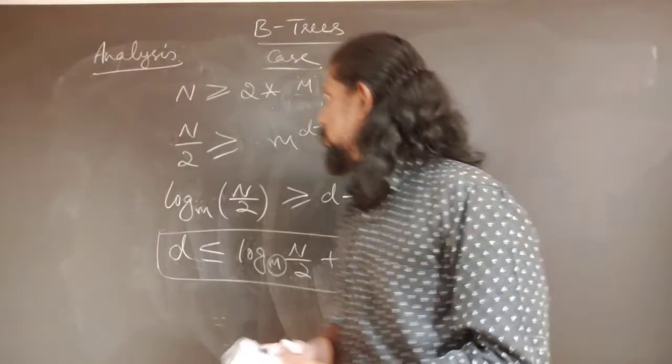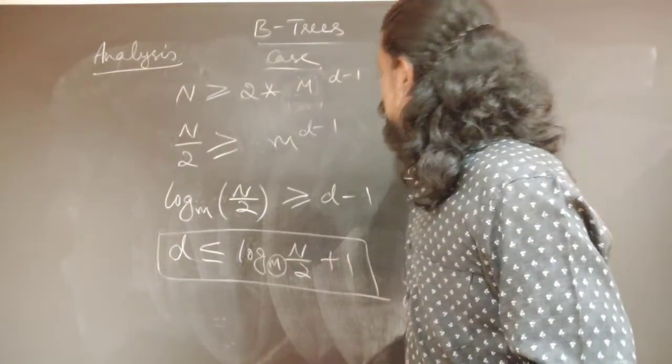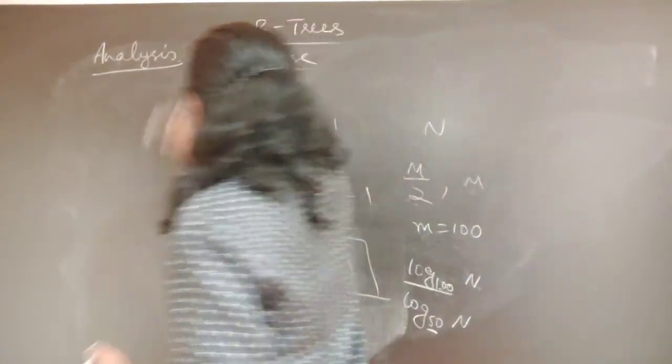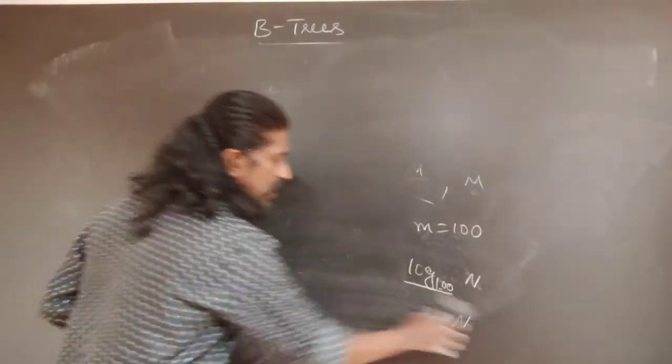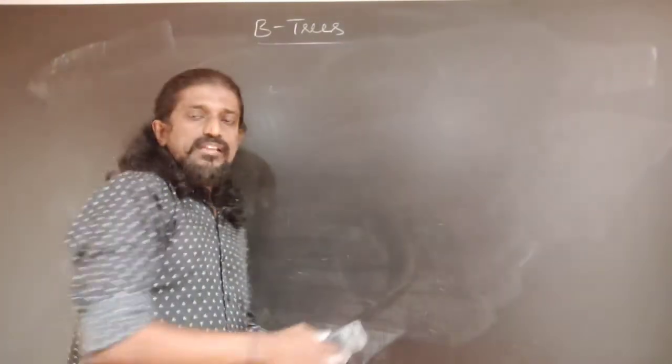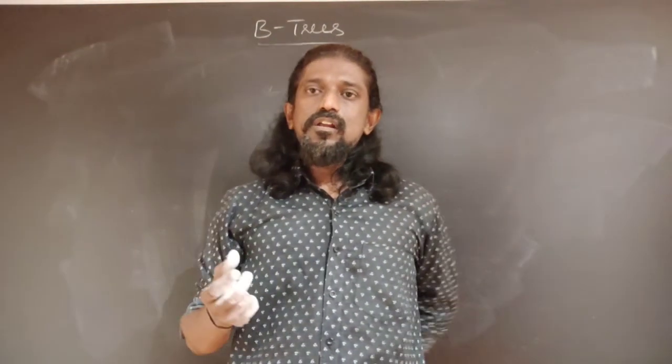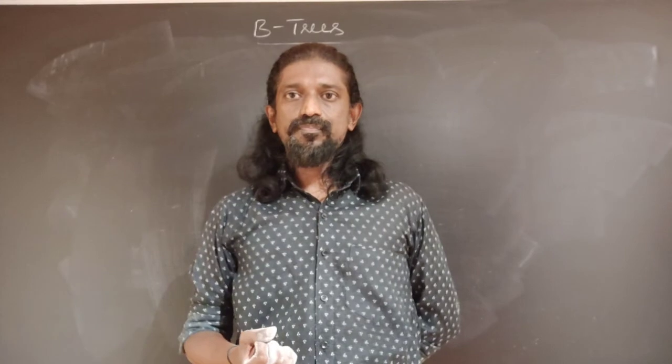So, to conclude, B tree is a very good multi-level index which stores all the keys at the leaf level and provides reasonably good indexed access to all the data records that are present in the hard disk. Thank you.